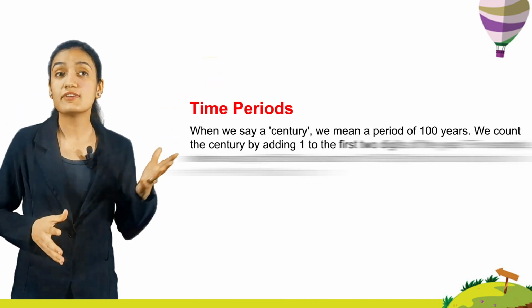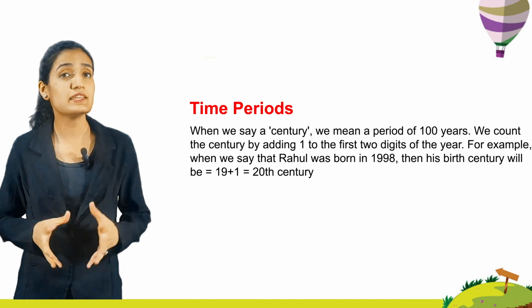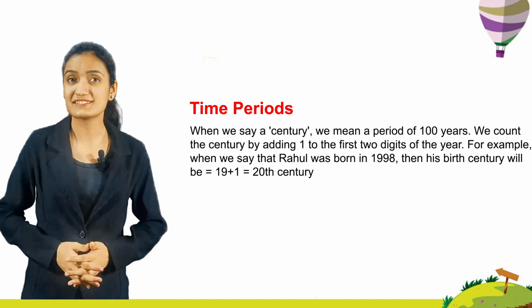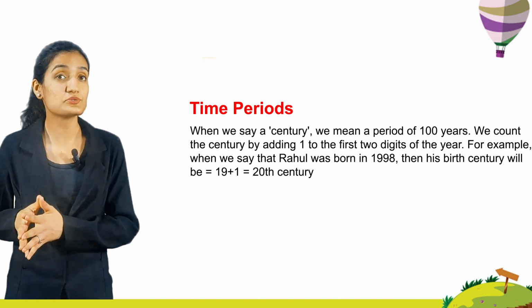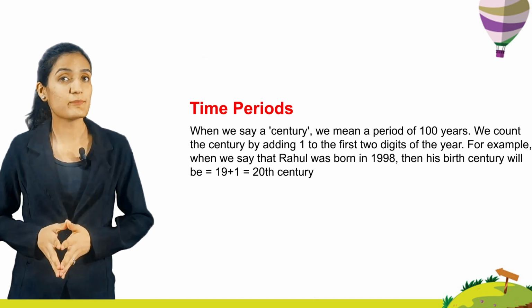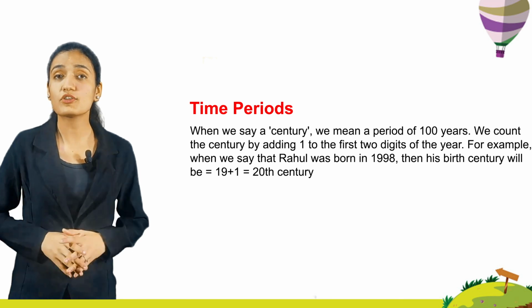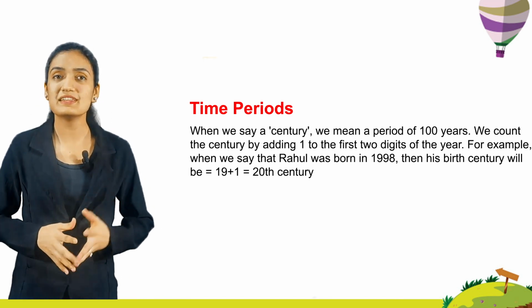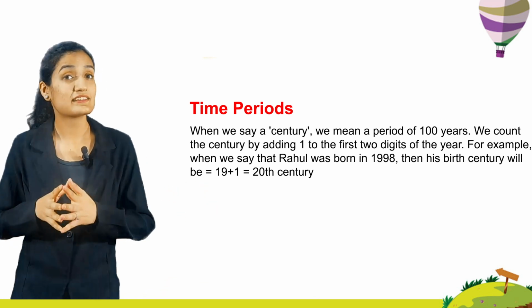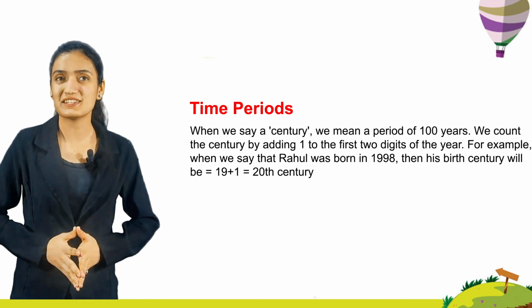Time periods. When we say a century, we mean a period of 100 years. We count the century by adding 1 to the first 2 digits of the year. For example, when we say that Rahul was born in 1998, then his birth century will be 19 plus 1 is equal to 20th century.